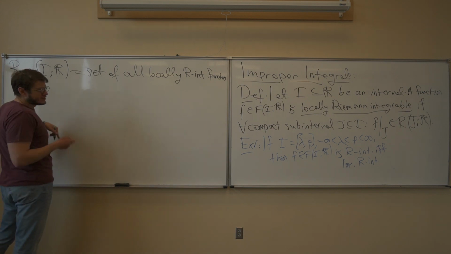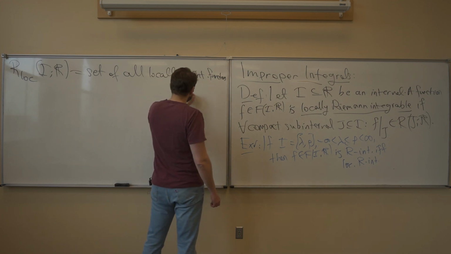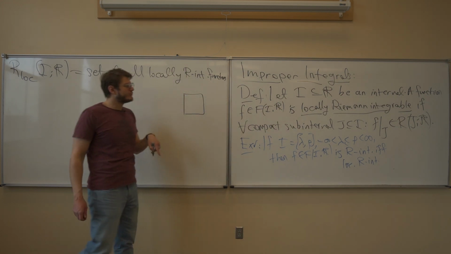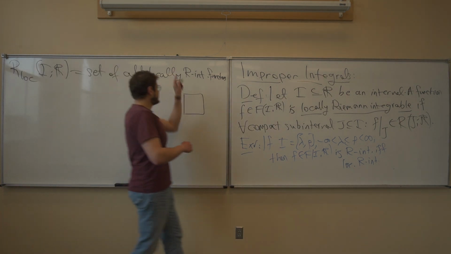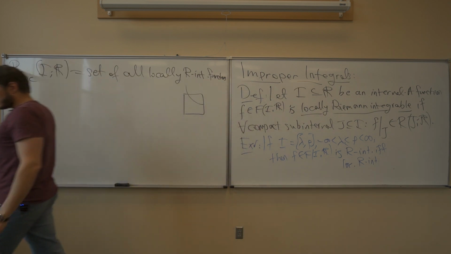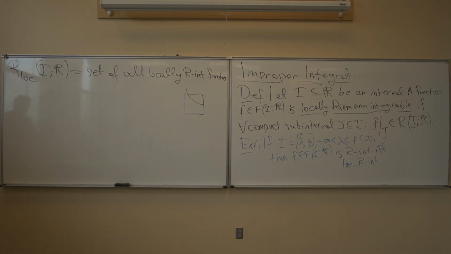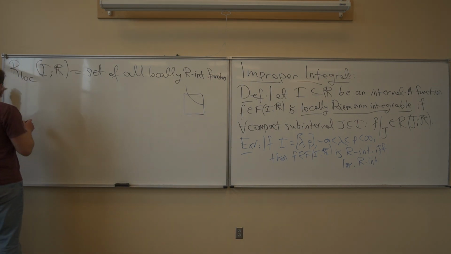A couple of things may go wrong. One thing that might go wrong is maybe I itself is bounded, but f is not. Maybe I is sort of like an open interval, but there's an asymptote here. Now, we were assuming so far that the function we were trying to integrate was bounded, but if it's unbounded, it might still be the case that it has finite integral. And so here's an example for this.